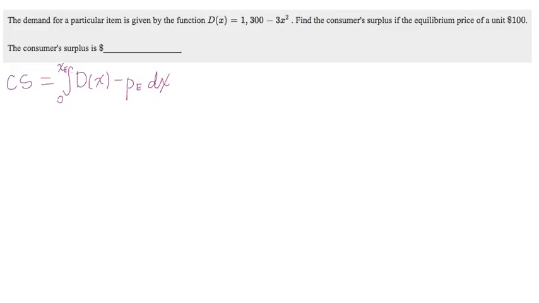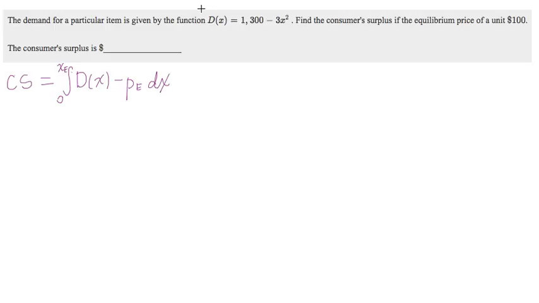In this problem, we want to find the consumer surplus for this demand function, given that the equilibrium price of a unit is $100. So what we are not given that we also need is the equilibrium quantity for that upper limit of integration right there. But we can find that by plugging in price for the demand function.